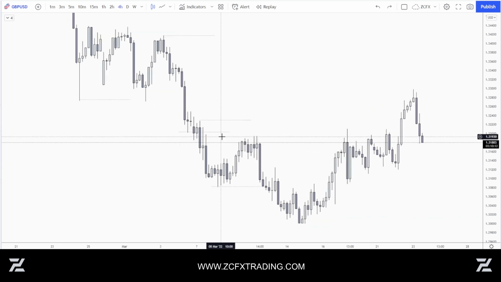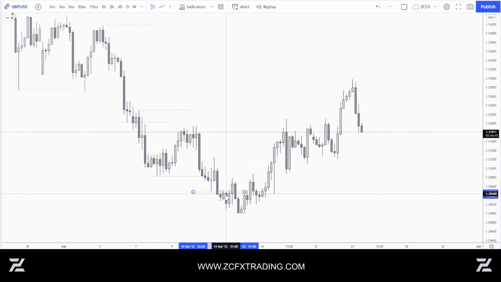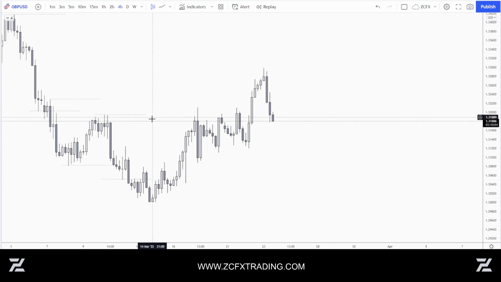But yeah, you probably get the idea of it now. It is fairly simple. You don't need to overcomplicate it. It's just how I map out market structure, and to be honest, this is a great way of trading. It just simplifies everything.